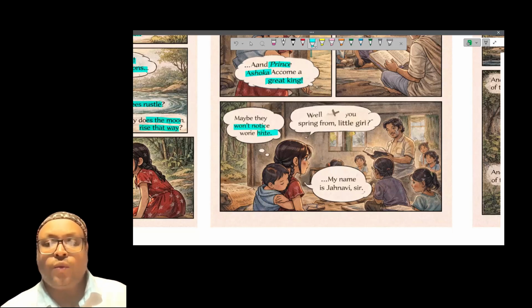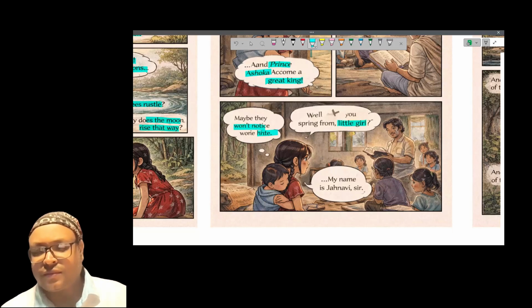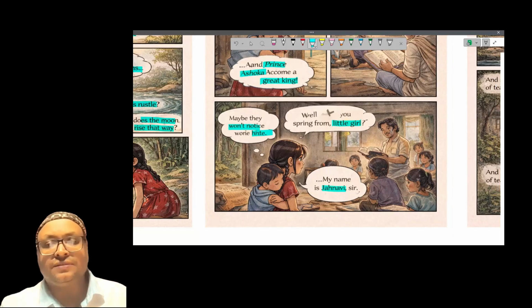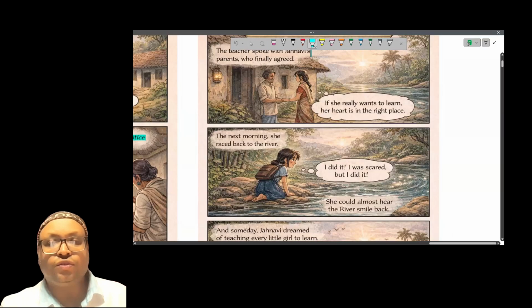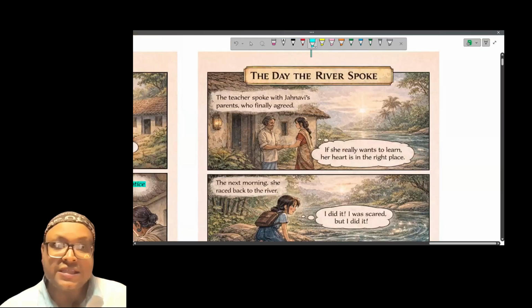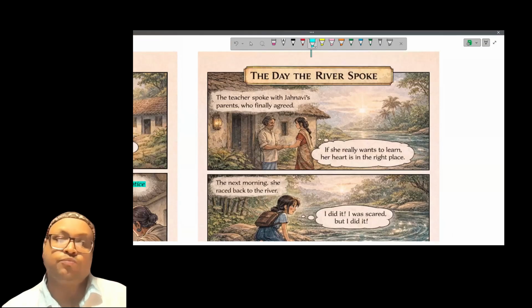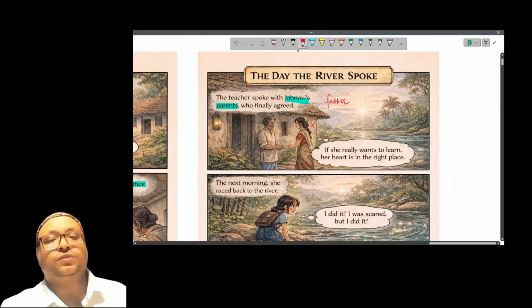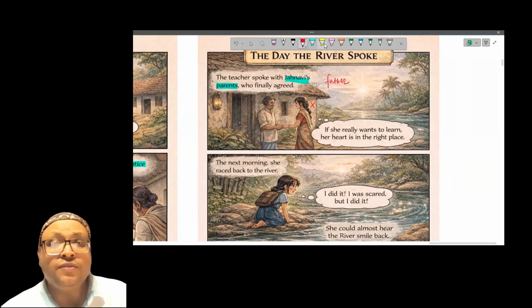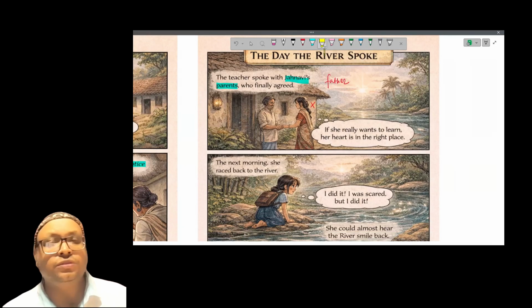Now, well, where are you from, little girl? And Jahnavi said, my name is Jahnavi, sir. And then the teacher got to know that she was not allowed to go to school. Teacher decided to talk with parents. The teacher spoke with Jahnavi's parents, especially with Jahnavi's father, not the mother. And Jahnavi's father agreed to send her to school.